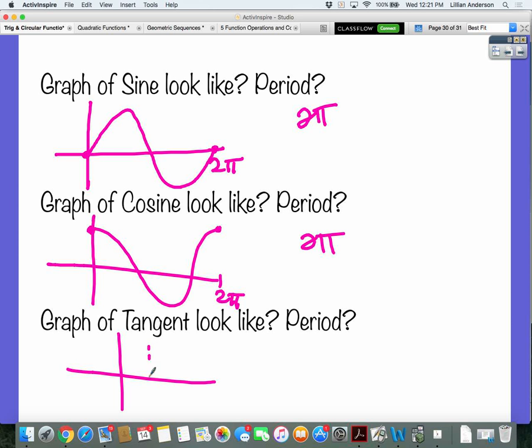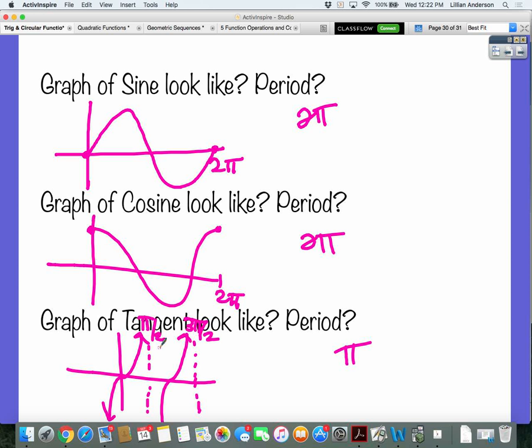Tangent's a little bit different. This one has asymptotes in it, and it curves up to infinity. You guys remember that? Its asymptotes occur wherever cosine was 0, which is at pi over 2, and then 3 pi over 2. And what's the period of tangent? This one is pi, because it repeats every pi intervals.